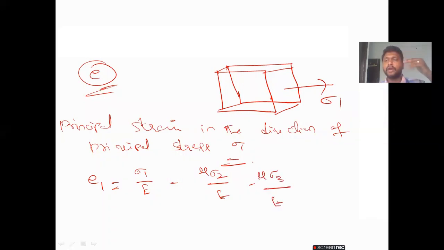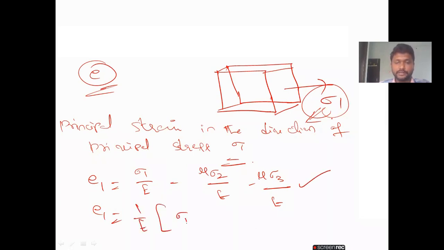Okay. See here, we have three types of stresses. If you consider a three-dimensional member or three-dimensional material, whatever you take, in that we have three types of stresses, sigma 1, sigma 2, sigma 3. So the principal strain we are taking in the direction of sigma 1, the formula for E1 is this one. So now 1 by E into sigma 1 minus mu into sigma 2 plus sigma 3. Okay, you learned this in SM1 also, but the same thing I am explaining here.